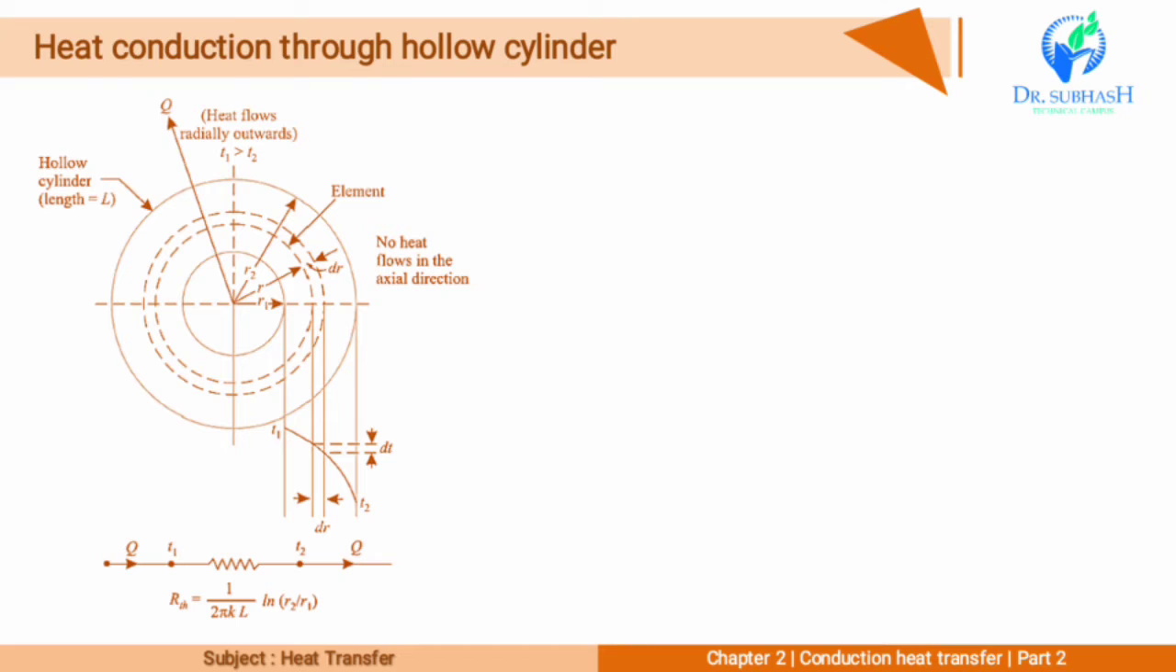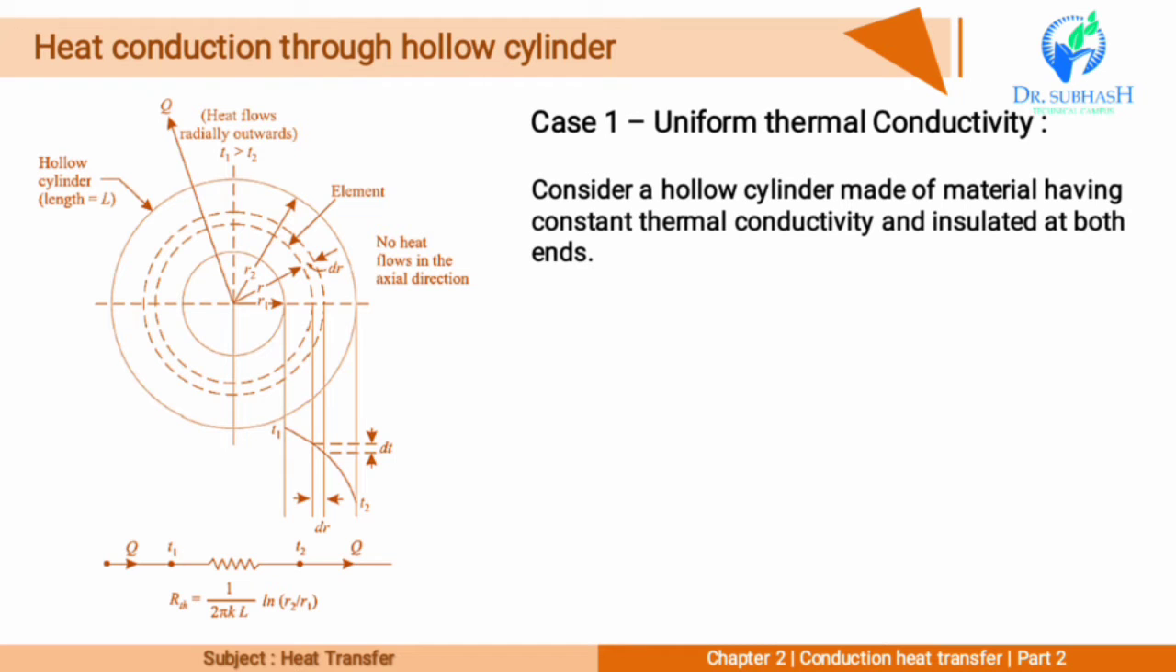While dealing with problems of heat conduction through systems having cylindrical geometries, like fuel rods used in nuclear reactors, current carrying wires, steam carrying pipelines or refrigerant carrying pipelines, it is convenient to use cylindrical coordinates R, phi and Z. The figure shows heat conduction through a hollow cylinder, and the following assumptions were made while deriving the heat conduction equation through a hollow cylinder.